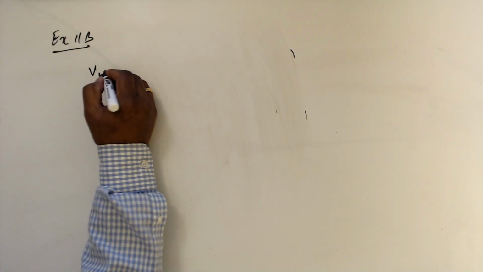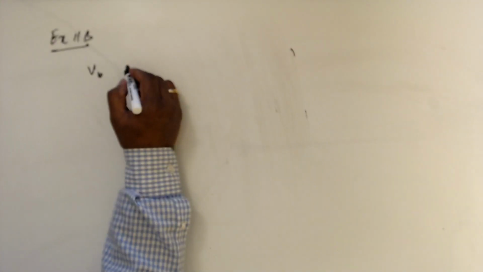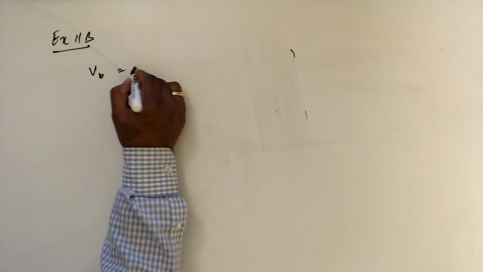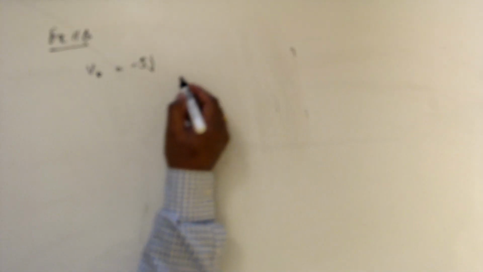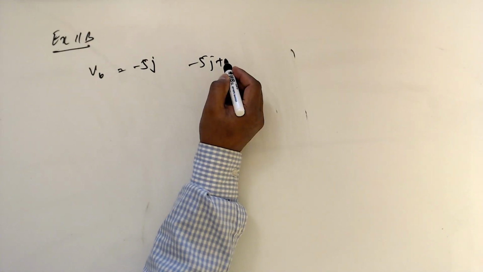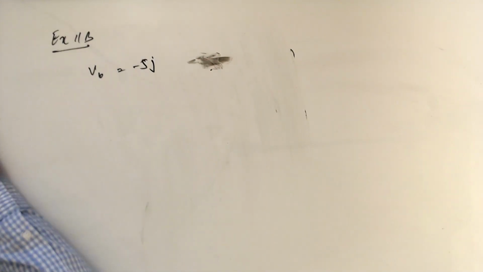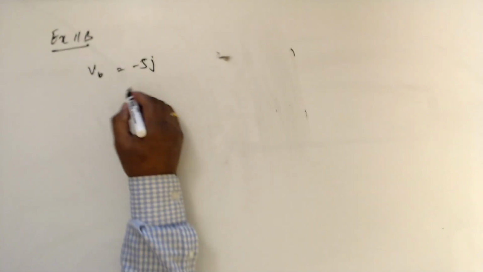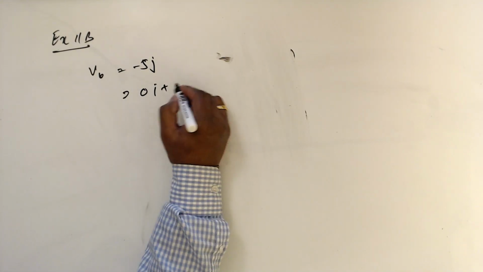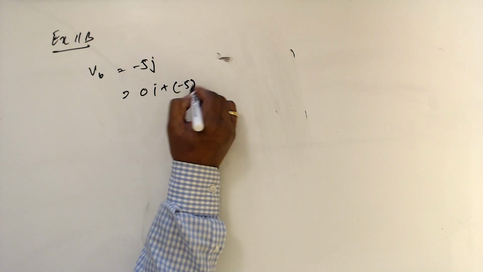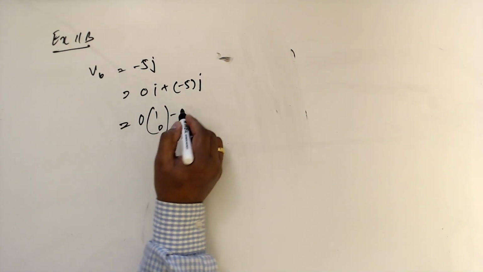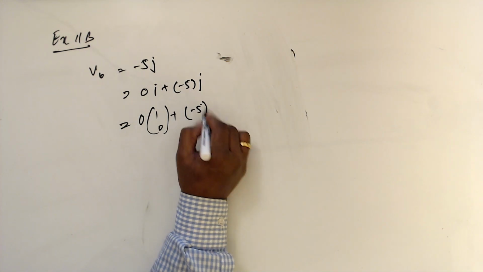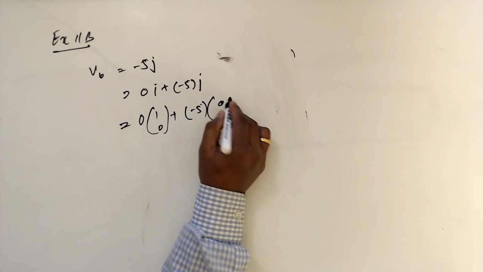And the V6 you can see that is minus 5j. Another way, 0 I plus minus 5j. So 0 I, I mean 1 0, plus minus 5 times 0 1.